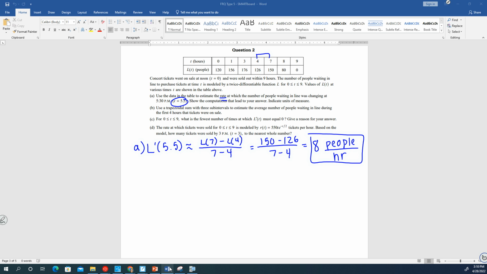Okay. That was our 2 points. 1 point for having the right estimate, 1 point for having the right units. So even if you got the number wrong, if you got the units right, you could still get half credit there.